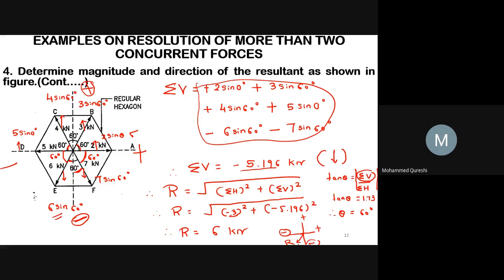So, these are the examples related to more than two concurrent forces. In our next lecture, we will go for another method, that is the polygon law of forces. Generally, polygon law of forces is a graphical method used for finding the magnitude and direction of the resultant. Similarly, we will also go for the free body diagram in our next lecture. And finally, we will go for Lami's theorem. It is the most important theorem for solving orthogonal as well as non-orthogonal components.